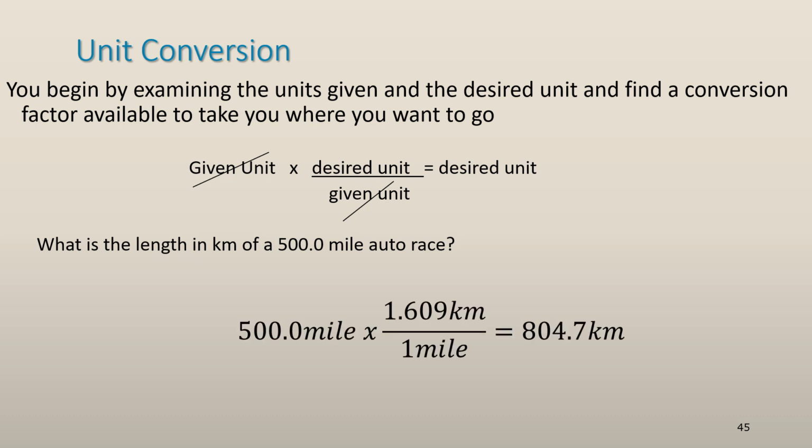So we start with what we know, 500 miles. There is the conversion factor between kilometers and miles, 1.609 kilometers per mile. And so our miles will cancel our units. So we want kilometers on top and miles on the bottom. And then the kilometers are our answer. Notice that here I had 4 significant figures, and so I keep 4 significant figures.